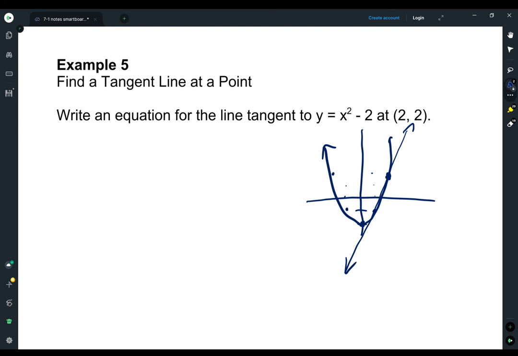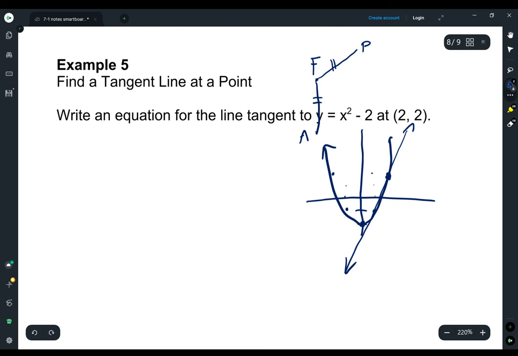We know that the focus is equidistant to that point P on our parabola and a random point on our axis of symmetry. I'm just going to call it A. We know the focus is equidistant to both of those, and that A and P are both on that tangent line. So if we have A, we have a second point, and if we have 2 points, we're able to write the equation for a line. So let's go ahead and see if we can figure out the focus.